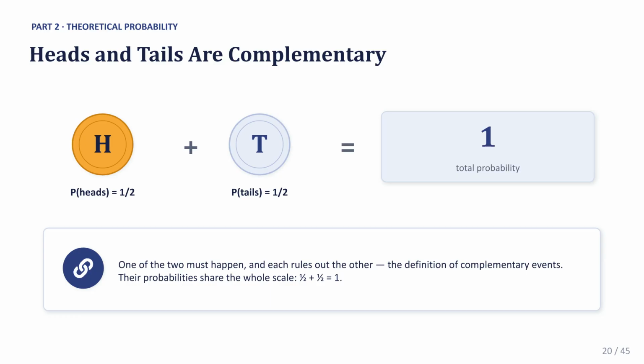This brings us back to complementary events. The probability of heads is 1/2 and tails is also 1/2. Together they sum to 1. This isn't just an observation, it is a law. Whenever you calculate probabilities for complementary events, they must always add up to 1. This is a perfect way to check your work.